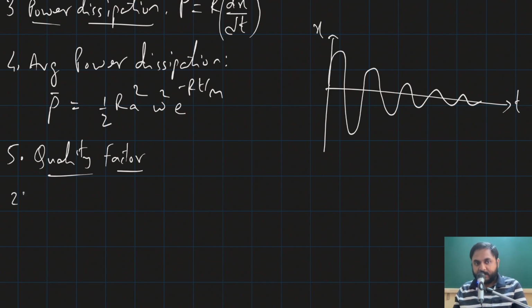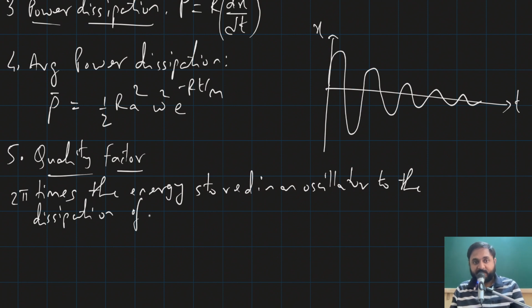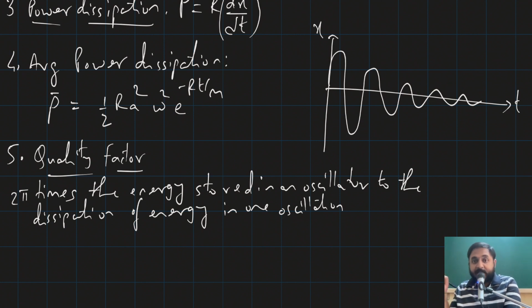Quality factor is defined as 2 pi times the energy stored in an oscillator, to the dissipation, that means how much energy is being spent, dissipation of energy in one oscillation. So first we store some energy, then every oscillation it loses. How much energy is being lost in every oscillation? That is what the quality factor tells you.